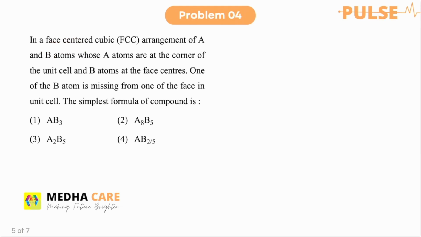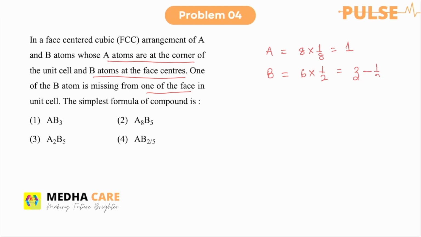Let's see question number 4, from solid state. Very important question. In a face-centered cubic arrangement of A and B atoms, A atoms are at the corners of the unit cell and B atoms are at the face centers. So if we consider A atoms, the total A atoms will be 8 corners, 8 into 1/8, total A atoms will be 1. And B atoms, there will be 6 faces, and each face atom contributes half to the unit cell. So there will be 3 B atoms. One of the B atoms is missing from one face. So one B atom will be missing.